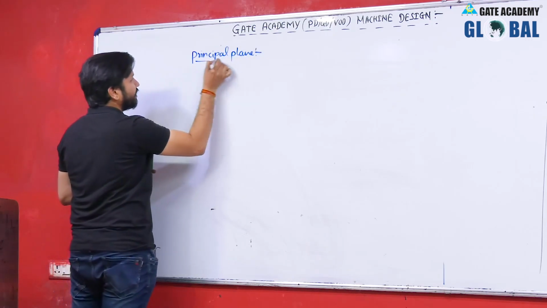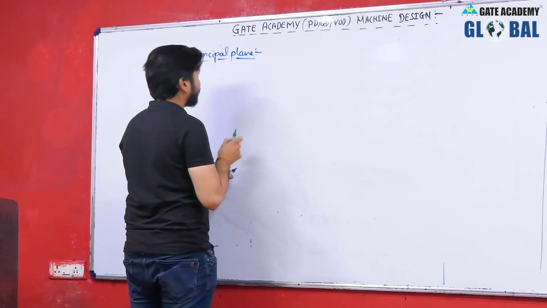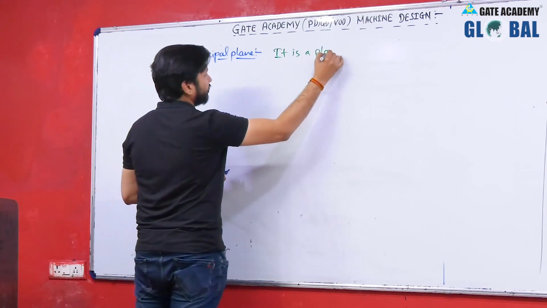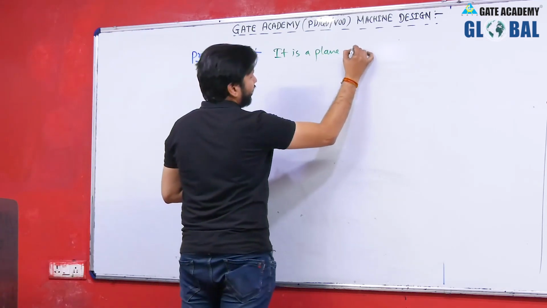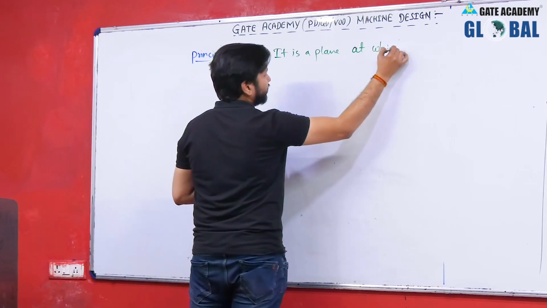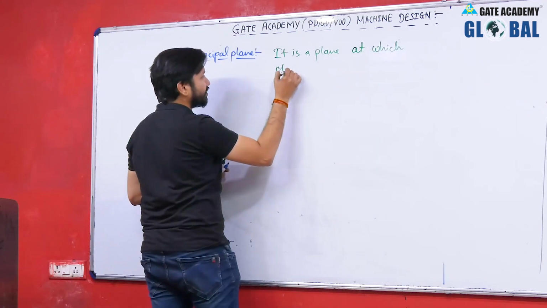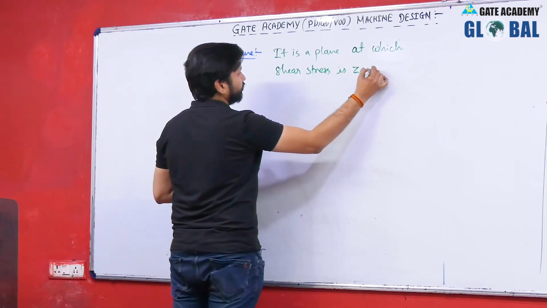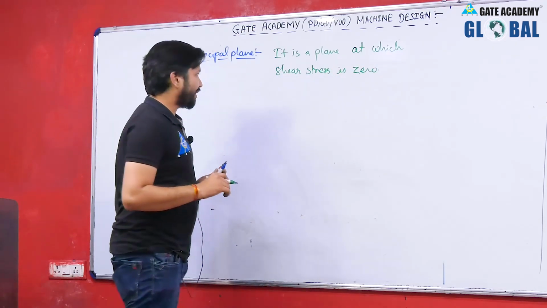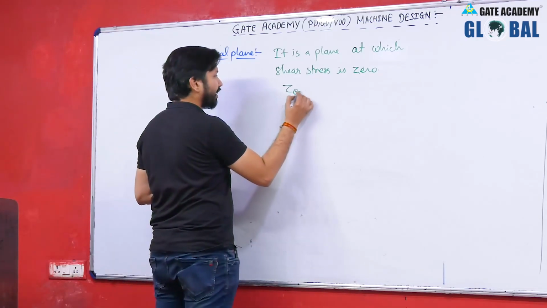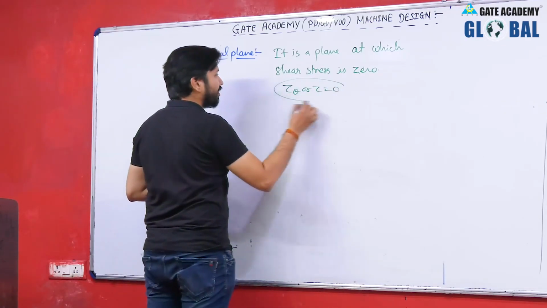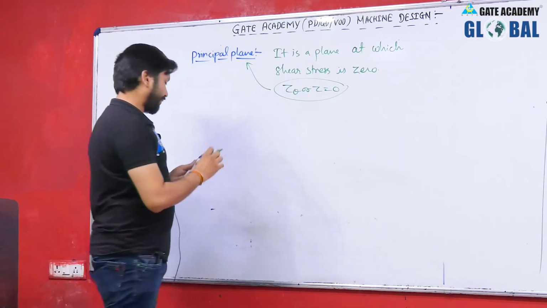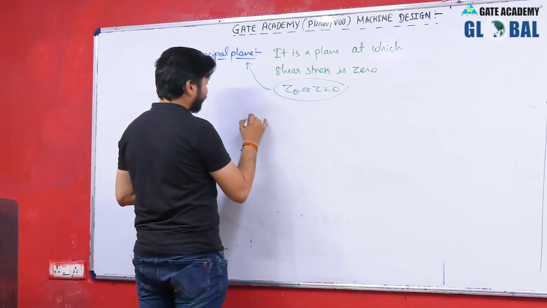So principal plane is a plane at which shear stress is 0. So tau will be 0 at this particular plane. Now as tau theta, or you can say tau, is equal to 0 for a principal plane, then putting the value of tau as 0 in that equation, you can have the value of principal plane.